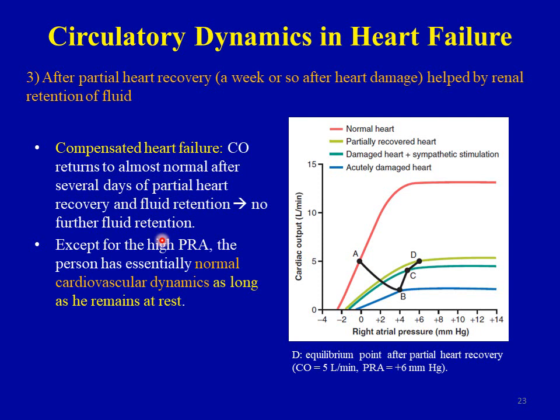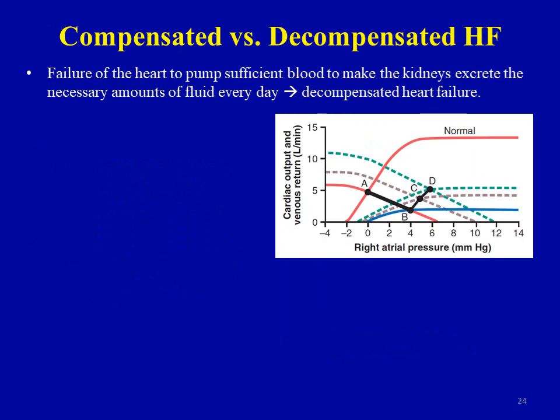So the renal compensatory mechanism will stop here at equilibrium point D, except for the high pressure in the right atrium, which is 6 millimeter mercury. The person has essentially normal cardiovascular dynamics as long as he remains at rest. As you can see here, he cannot increase his cardiac output, so he cannot perform any exercise or any extra activities.